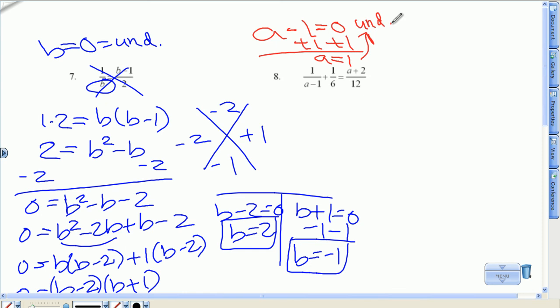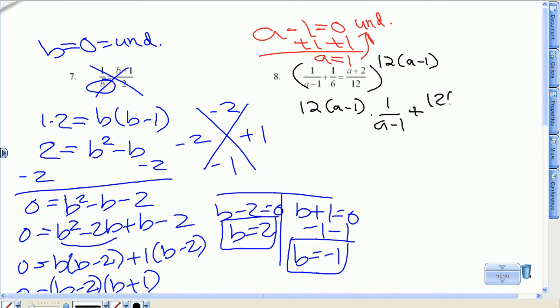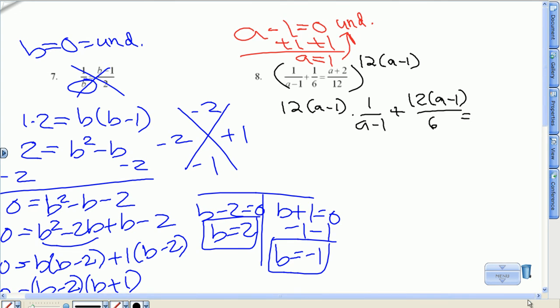Alright, let's see here. Least common denominator. 6 and 12 would be taken care of by a 12. I also have to have an a minus 1. So I'm going to make the least common denominator 12 times a minus 1. Okay? So I'm going to multiply the first fraction times 12 times a minus 1. I'm going to multiply the second fraction 12 times a minus 1. And I'm going to multiply the last fraction times 12 times a minus 1.